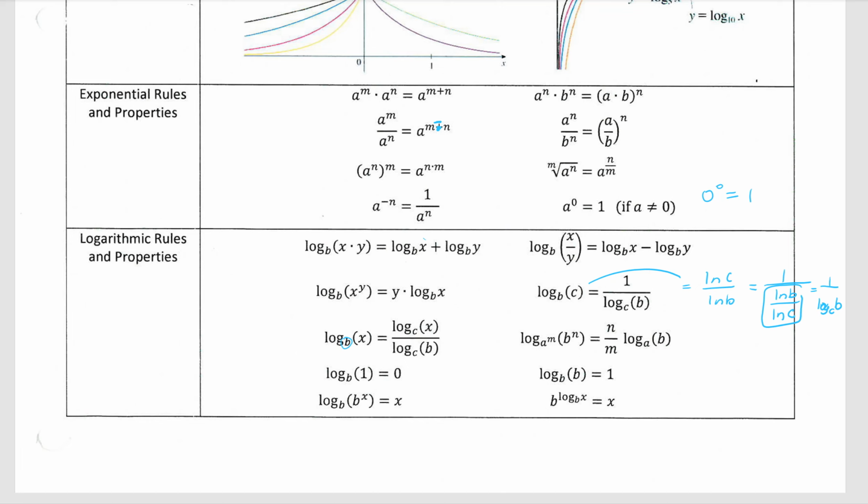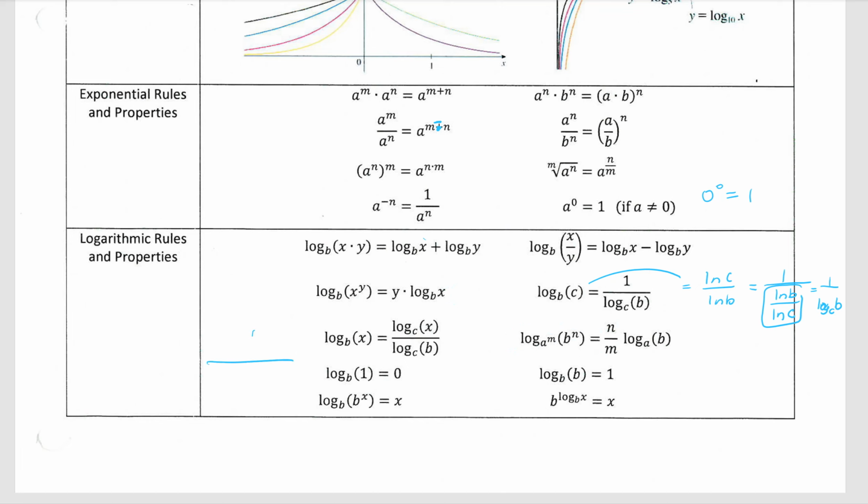Okay, and then next, log_{a^m} of b^n. So we just said we can move this exponent down in front, and it becomes the numerator. We can also move this exponent down in front, but it becomes the denominator. Okay. So you can use the change of base formula and combine with this to show that. Okay, and then log_b of 1 is 0.